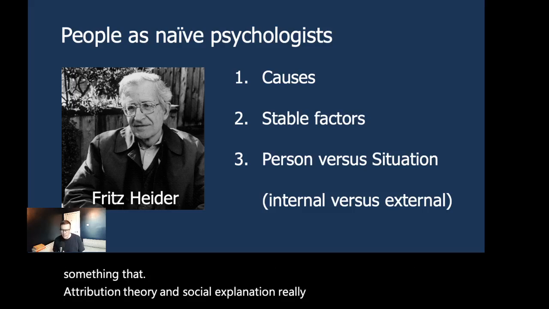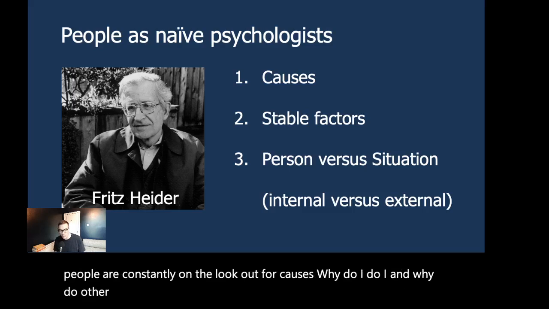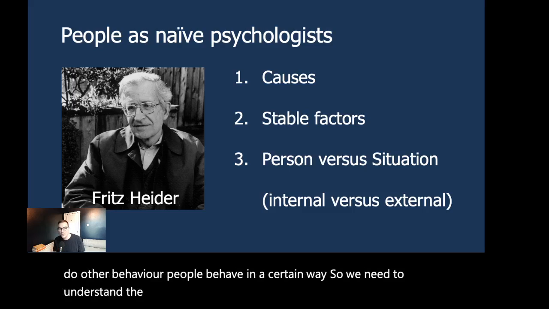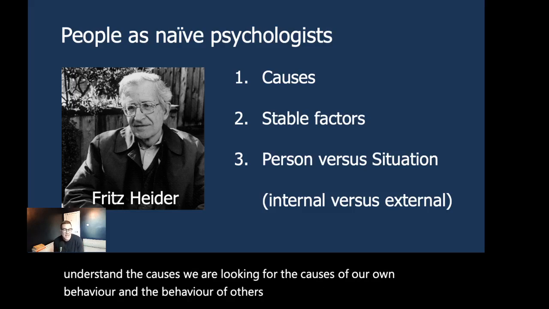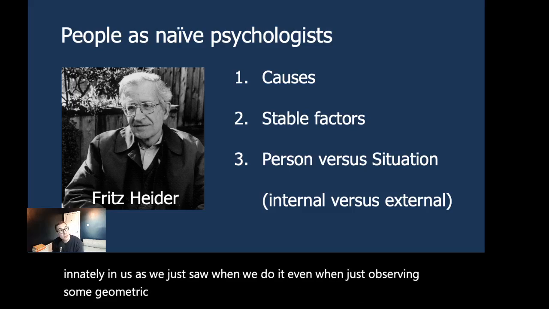So people are constantly on the lookout for causes. Why do I and why do other people behave in a certain way? So we need to understand the causes. We are looking for the causes of our own behavior and the behavior of others. That's something that seems to be innately in us, as we just saw when we do it, even when just observing some geometrical forms. The second one, it seems like we are doing this out of a desire for control and predictability.